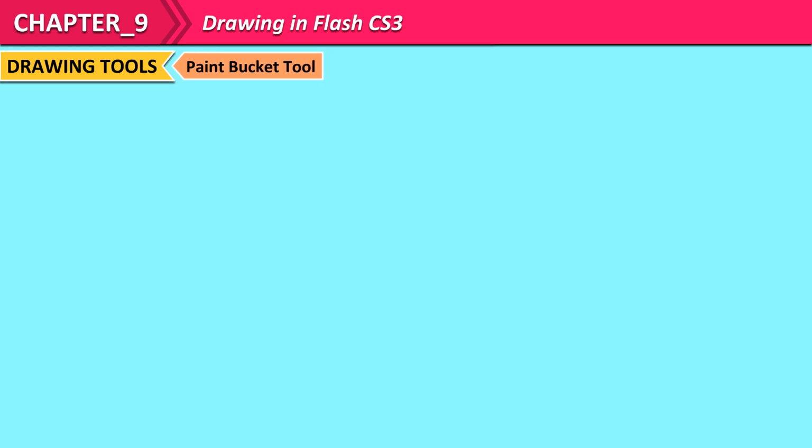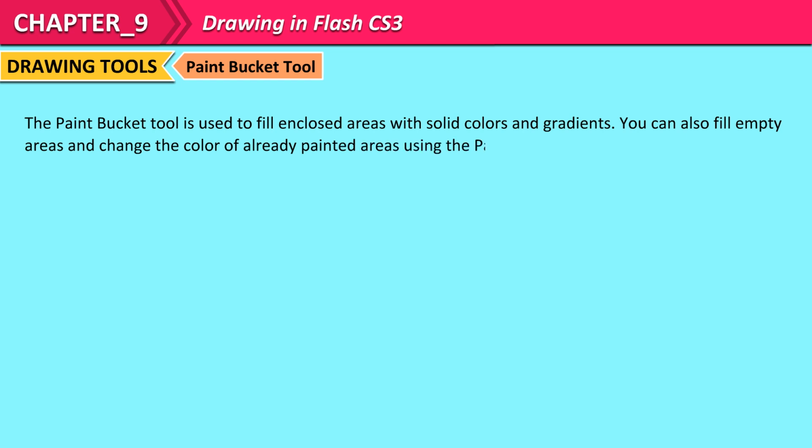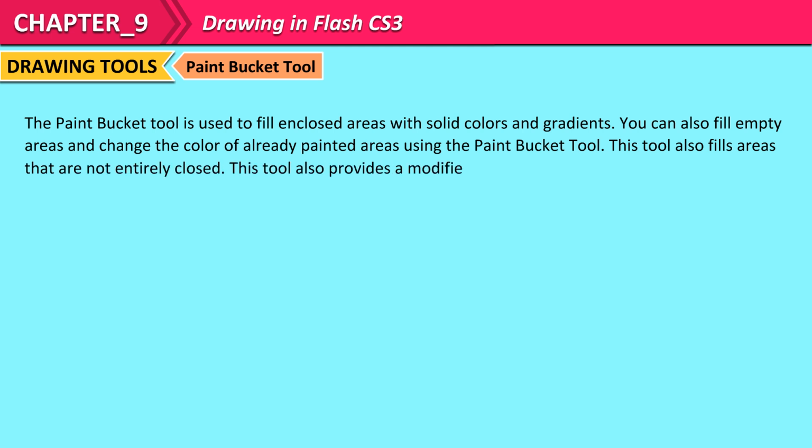Paint bucket tool. The paint bucket tool is used to fill enclosed areas with solid colors and gradients. You can also fill empty areas and change the color of already painted areas using the paint bucket tool. This tool also fills areas that are not entirely closed. This tool also provides a modifier that allows you to close gaps.